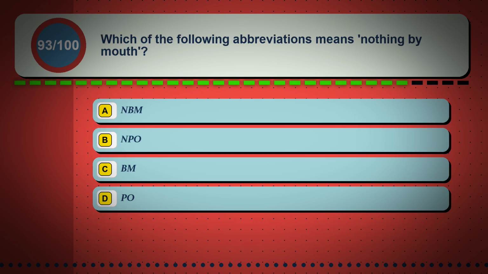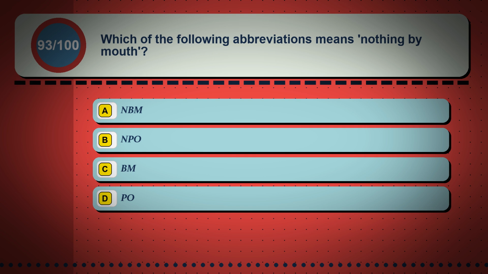Question 93. Which of the following abbreviations means nothing by mouth? Option A, NBM. Option B, NPO. Option C, BM. Option D, PA.